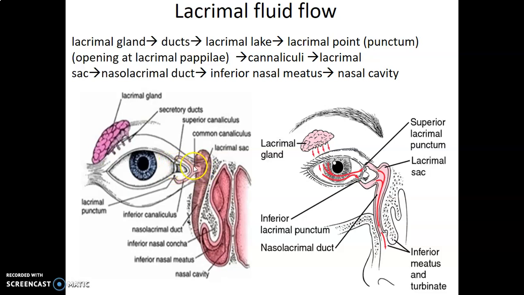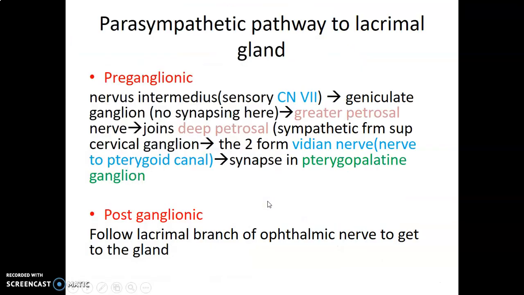So you have preganglionic fibers from the nervus intermedius or facial. They pass through the geniculate ganglion without synapsing. Then the facial nerve will give the greater petrosal nerve, which will be joined by the deep petrosal, that is sympathetic from the superior cervical ganglion. The two will form the Vidian nerve or nerve of the pterygoid canal that will synapse in the pterygopalatine ganglion, from which postganglionic fibers will hitchhike on the lacrimal branch of the ophthalmic nerve to get to the lacrimal gland.